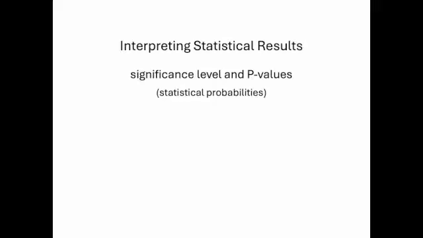It'd be helpful to know about different statistical tests, but if you're reading the literature, you'll be able to read through the results section if you know what a significance level and a p-value are. The two things that you need to know. These are all related to statistical probabilities when the null hypothesis is true.